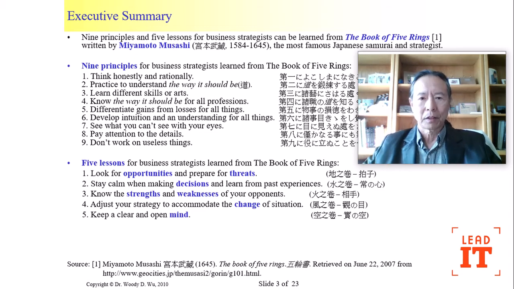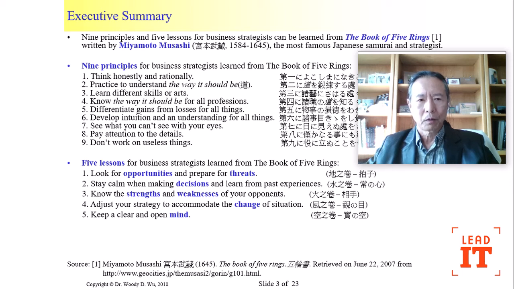Five lessons Dr. Woody Wu learned from the Book of Five Rings. Number one, look for opportunities and prepare for threats. That's corresponding to the Earth chapter. Number two, stay calm when making decisions and learn from past experience. That's corresponding to the water chapter. Number three, know the strengths and weaknesses of your opponents. That's corresponding to the fire chapter.